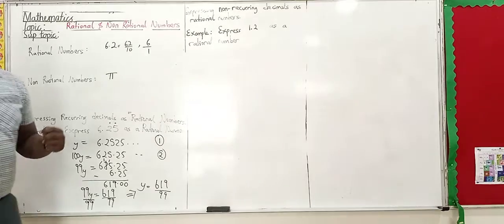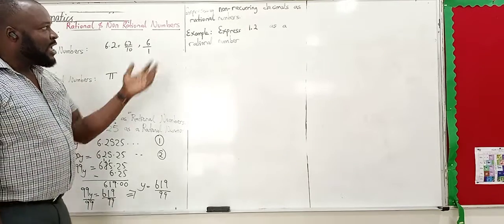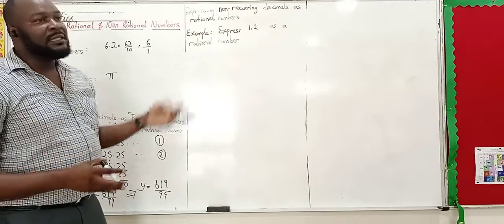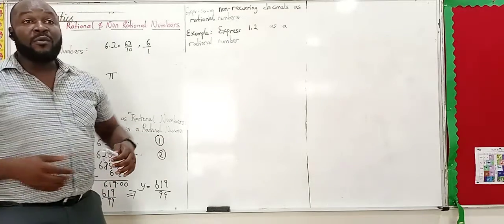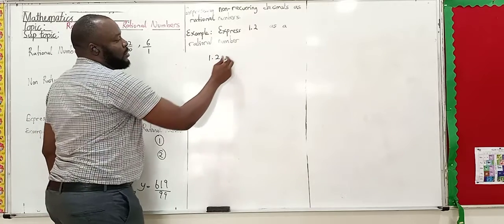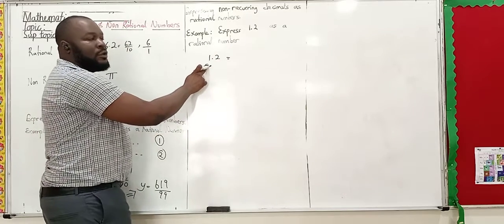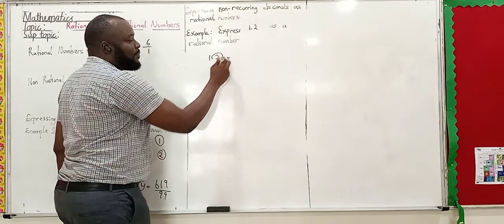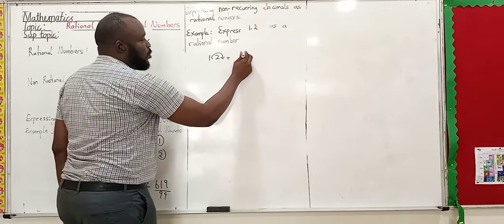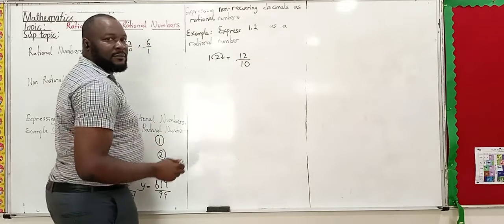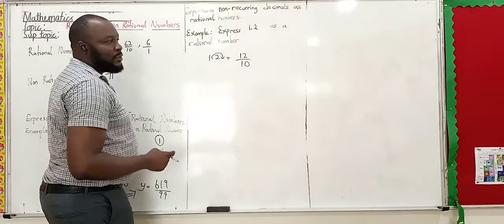What about if you have a terminating decimal? Express 1.2 as a rational number. This number is terminating, so this is a more straightforward way of changing this. If I have 1.2, how many steps will I move to make this 1.2 a whole number? We'll move 1 step. So we'll have 12. Because I moved 1 step, I'll be having 10. This becomes what? The rational number.